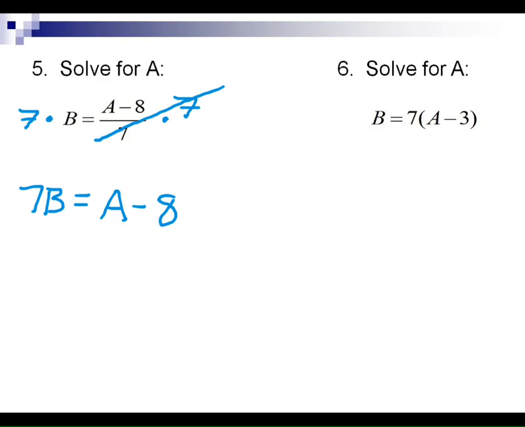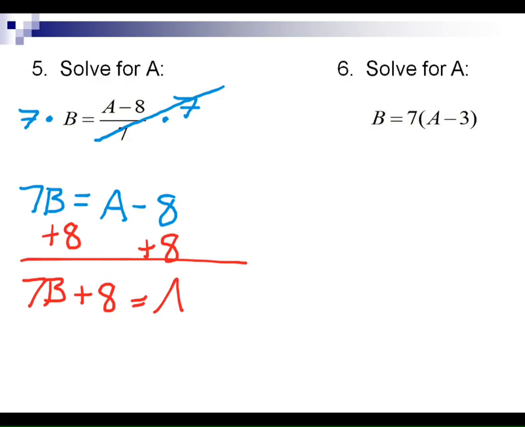That makes sense? Well, now just to get a by itself, what's the only thing keeping a from being by itself? Yeah, the minus 8. So I do the opposite of that to both sides. I will add 8 to both sides of the equal sign. So I get 7b plus 8 equals a. Now, can I combine these two things? No. Why? They're not like terms, right? The other one doesn't have a b. I can't combine those, so I just leave it like it is. I have a by itself. That's the answer.